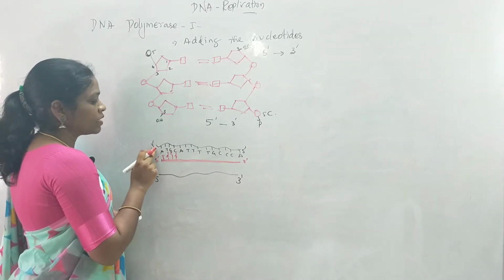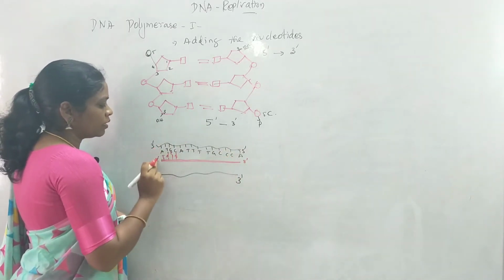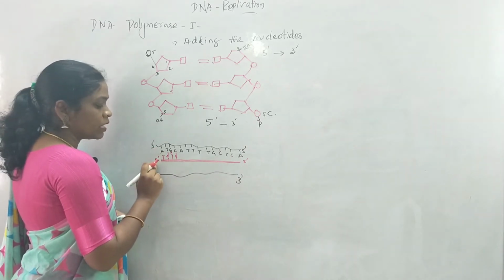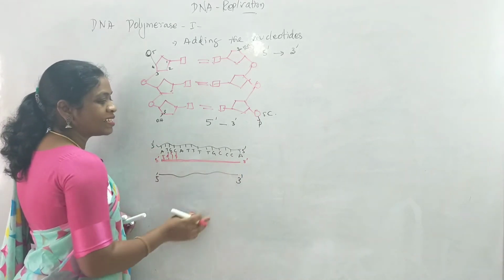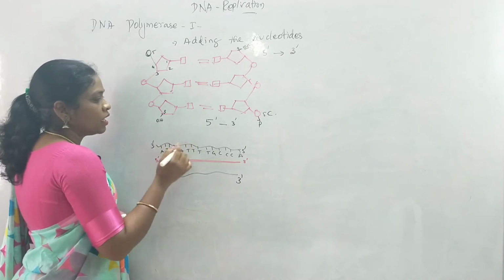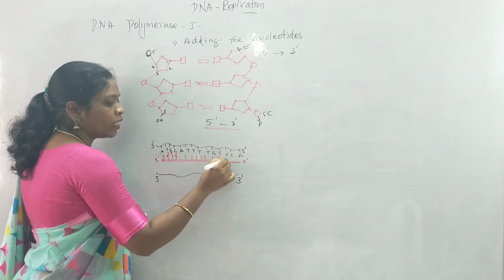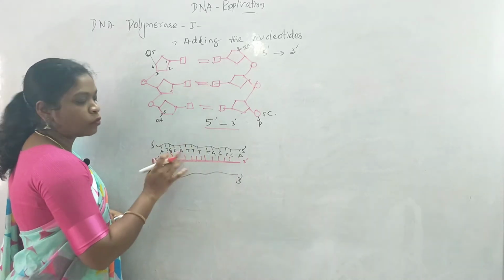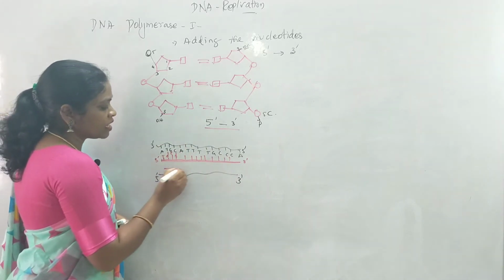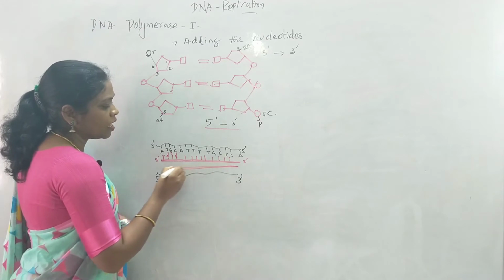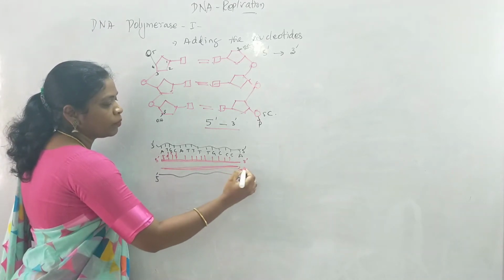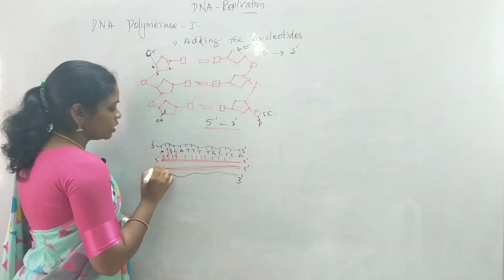So when one strand runs from 3' to 5', the other strand, that is the new strand, will run from the 5' direction to the 3' direction. That is, in this direction only the nucleotides are added with the help of DNA polymerase enzyme during the replication process. Imagine it is another strand, the daughter strand or new strand, which runs from 5' to 3' direction.